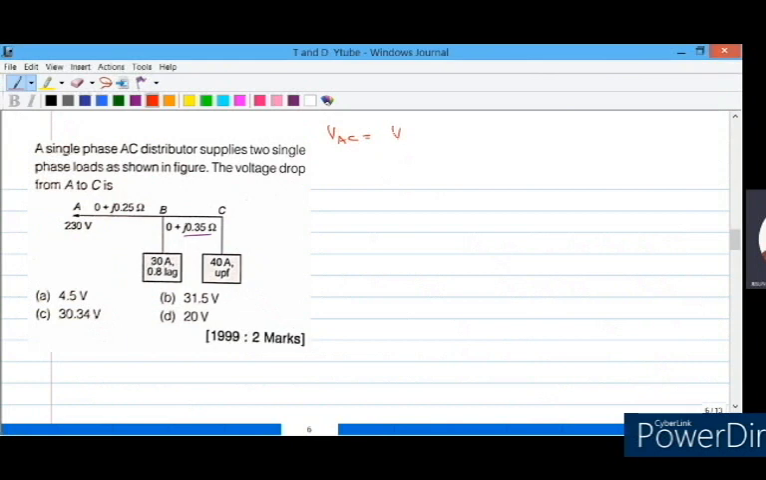So what is VAC? It is actually VAB plus VBC. So we have to find the voltage drop. So we have to apply Ohm's law, which is V is equal to I into R. So we need to find the current flows in different sections. So for VBC, we can write as, it is the current is here is 40 ampere. So I can directly write as 40 into the X is 0.35 J. At the same time, for VAB, we have to find the current which flows in the AB section.